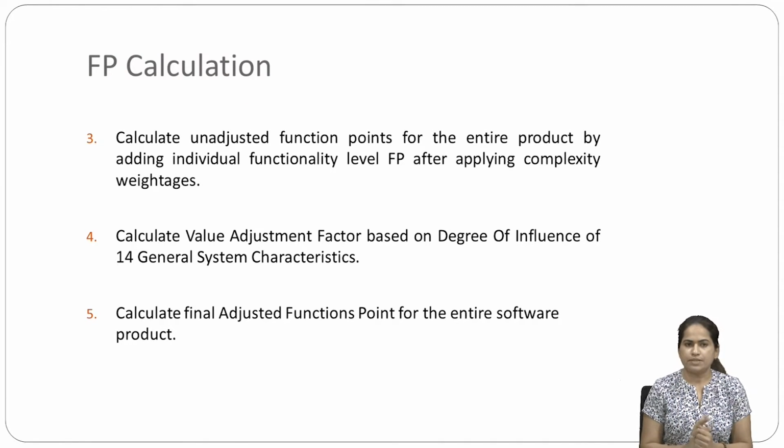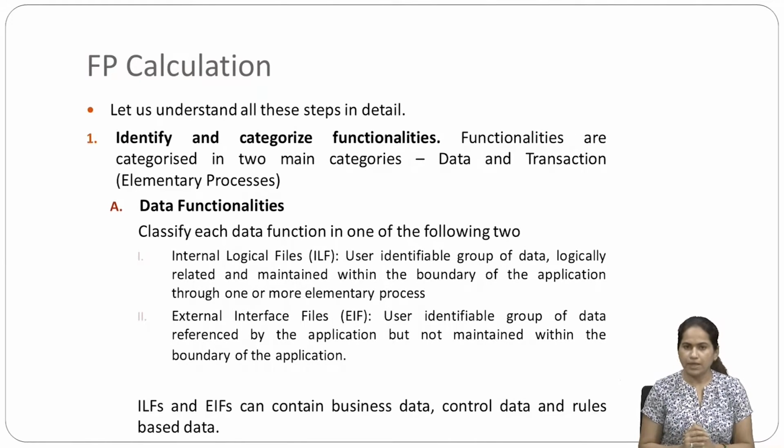Fourth one: calculate the value adjustment factor based on the degree of influence of 14 general system characteristics. Based on the general system characteristics you have, you are going to calculate the value adjustment factor, VAF. And the fifth one is to calculate the final adjusted function points for the entire software product. So these are the steps given for calculation of FP. Now let us move to the details of these calculation steps.